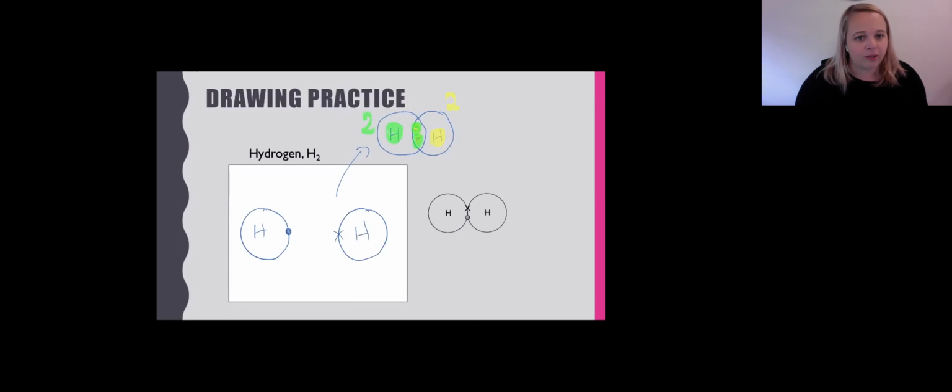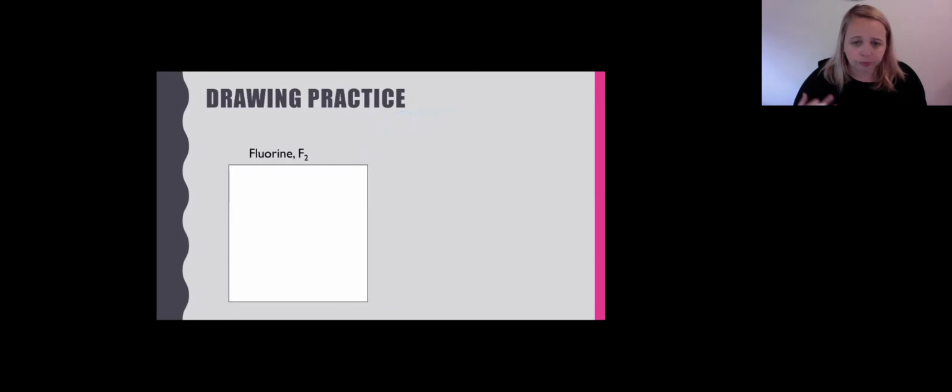And this is another way of showing it. You can draw it like that. If you were to draw the electron dot diagram, it would just look like this. So circles and crosses are a really good way to show which atom those electrons are coming from. So you can have a go at fluorine on your own. You can pause and then restart.